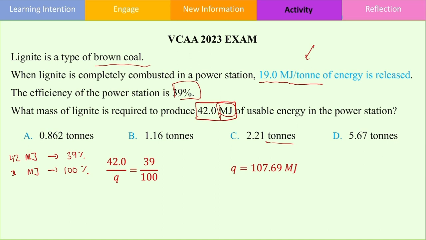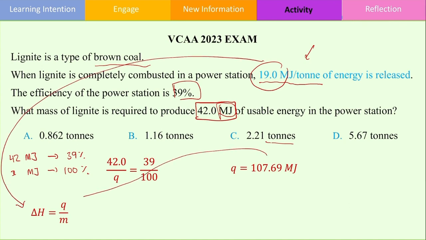Once we figured out what is the total amount of energy when it's 100% efficient, we could actually now calculate the mass. So in this case over here, delta H is measured in megajoules per ton. So I could therefore substitute this value over here as my delta H. The Q is this value over here, and now I could solve for m, the mass in tons. So if we're going to rearrange this, 107.69 divided by 19, you're going to get an answer of 5.67 tons.